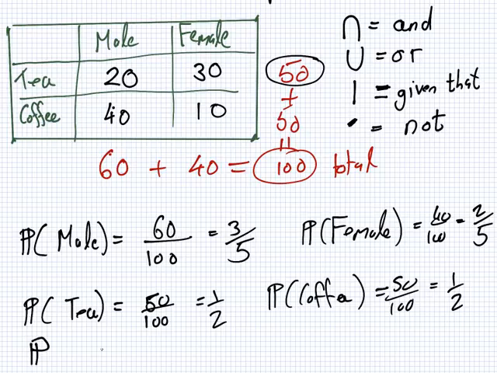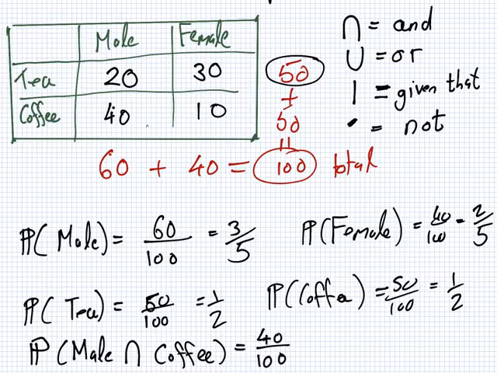Okay, so I'll give you an example of this. The probability that they are male and that they drink coffee. So how many male coffee drinkers are there? 3 over 5 plus 1 over 2, times 1 over 2? Not quite. 40 over 100. There's 40 male coffee drinkers. Is that 2 dots or 1 dot for not? 1.